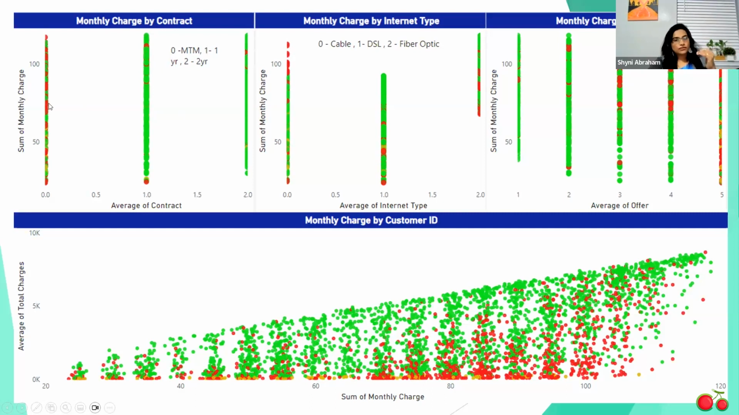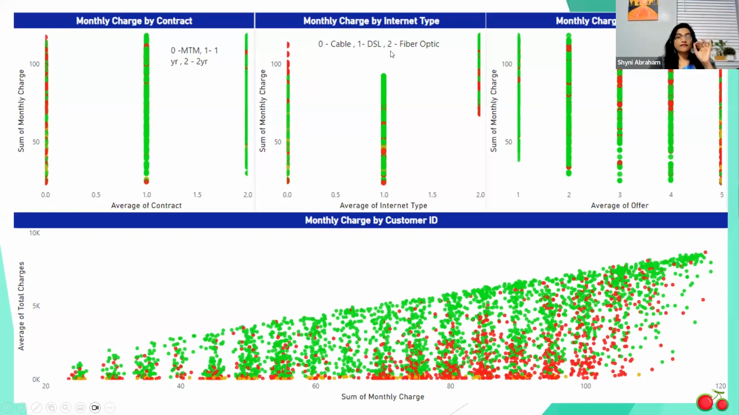Upon closer look, we can see that the month-to-month contract has more red dots than any other. That means the customer has no commitment with the company and we are losing them. If you go to the second chart, the cable customer churns more when they have to pay about 80. That shows the higher the rate goes in the cable, the more customers are getting churned.